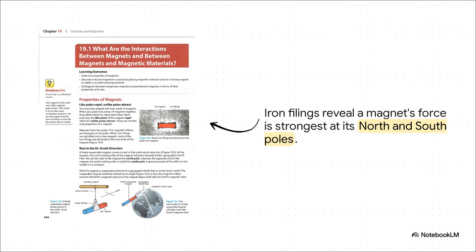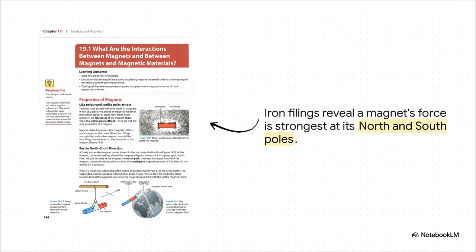But how do you see an invisible force? Well, this is how. If you sprinkle tiny iron filings around a magnet, they physically trace out its field of force. And notice how they don't just stick evenly all over it. No, they cluster right at the ends. This shows us visually that the magnet's power is really concentrated at these 2 points, what we call the North and South poles.